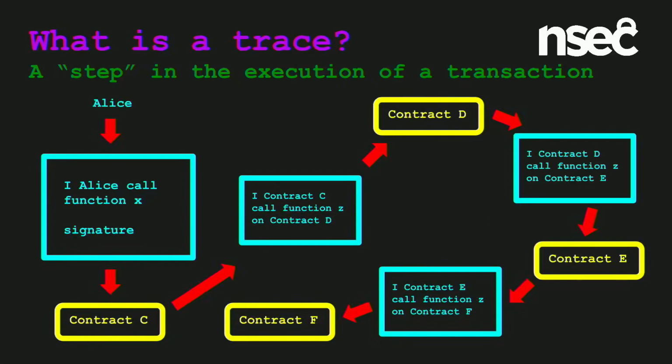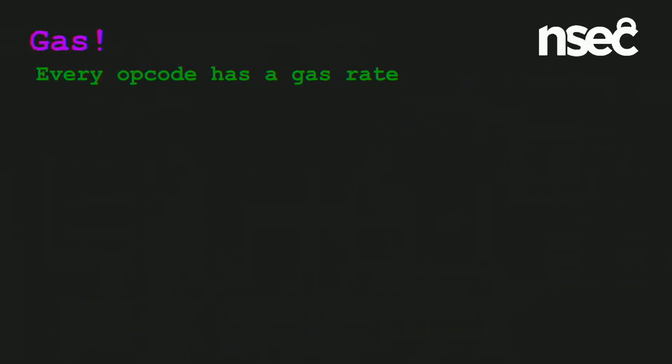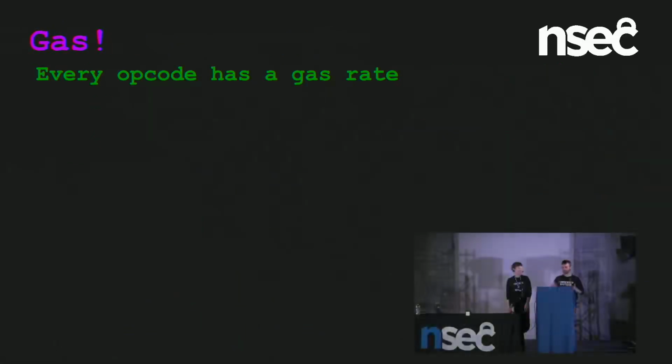And you may find yourself asking, if we're all sharing the same decentralized, unstoppable computer, how do we dodge the halting problem? How do we guarantee that this computation will ever finish? And the answer is gas. Gas is one of the more interesting and innovative aspects of this system.